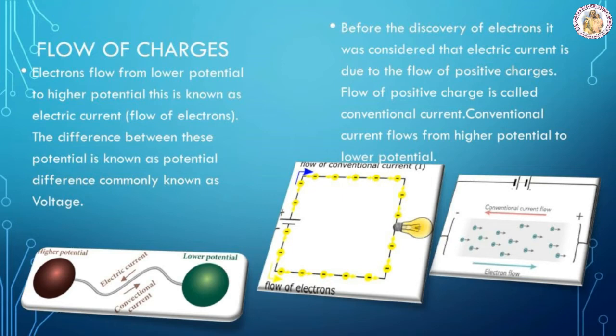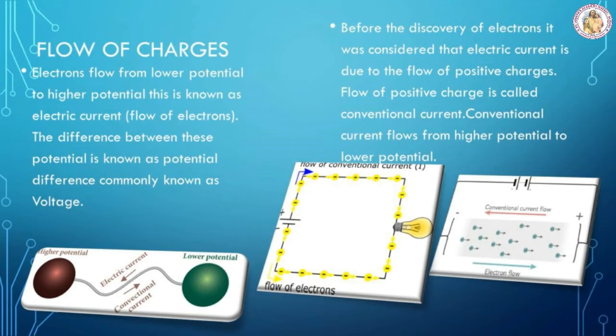Here, the positively charged sphere is said to be at higher potential. That means the red metallic ball. And the negatively charged sphere is said to be at lower potential, the green color metallic ball. Hence, electrons flow from lower potential to higher potential. This is known as electric current, that means the flow of electrons. So the difference between these potentials is known as potential difference, commonly known as voltage.